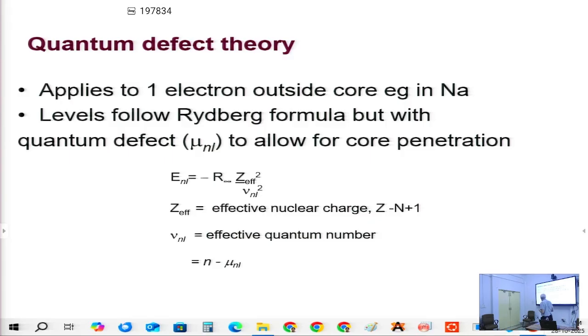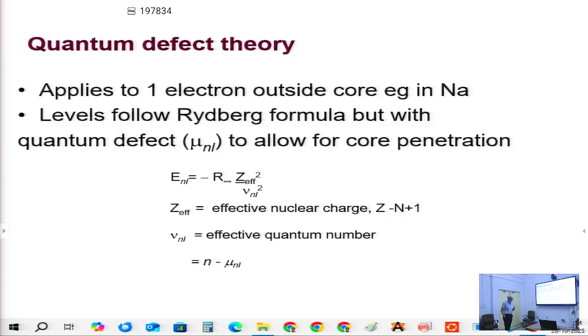Mike Seaton, who I just mentioned a few minutes ago, didn't actually invent quantum defect theory, but he was the guy who really developed it to, I would say, a very powerful scientific theory that people still use. Multi-channel quantum defect theory is used very extensively based on his work.